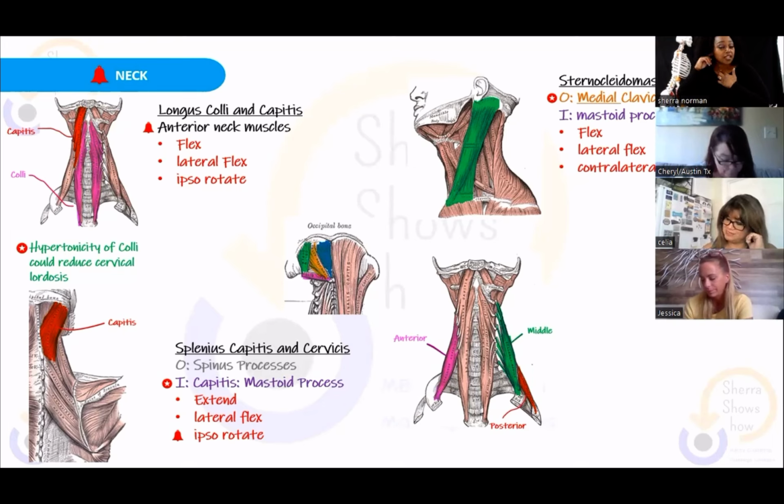Cannot take it away when you go take that test. Another thing, even though it's a contralateral rotator, it does help you see. When I do the actions of this muscle, it gets short and tight. I can see it. I can feel it.